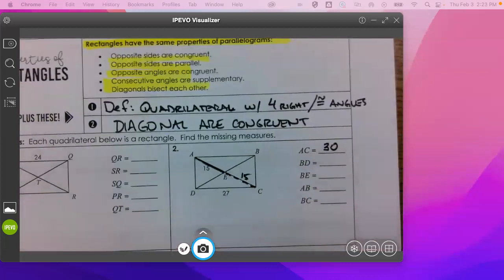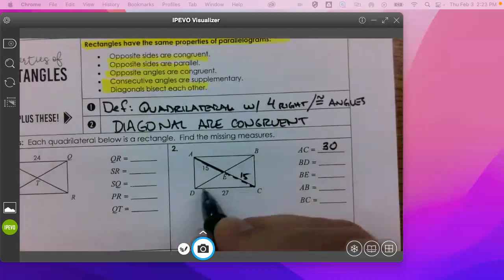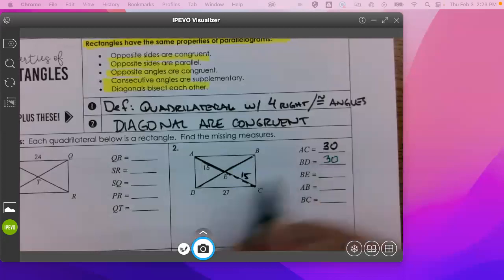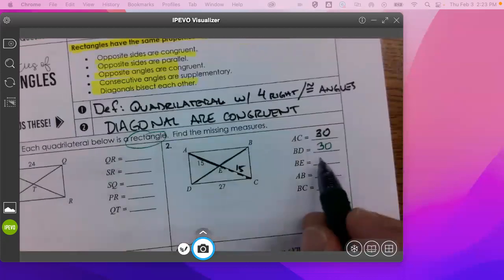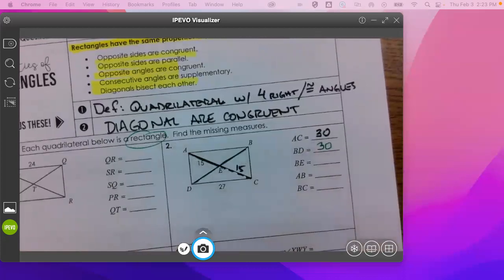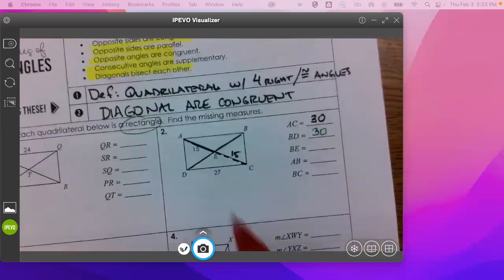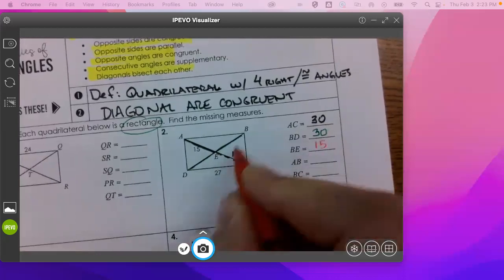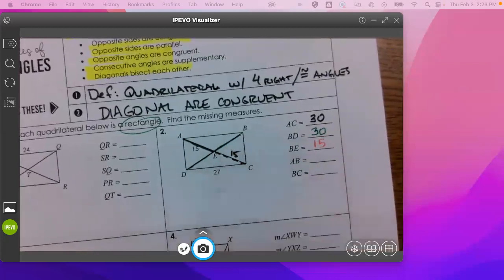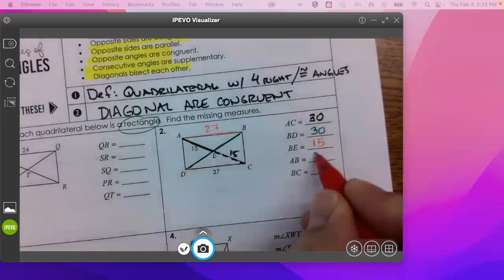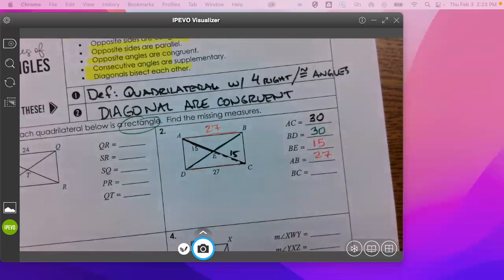All right, BD. Oh, well, that's totally on the other side. How am I going to know that? Good, because it's a rectangle, which it says up here, I know that the diagonals are the same length. So if AC was 30, so is BD. All right, BE, 15, because it's half of the 30, it's bisected. What about AB? Good, because opposite sides in a parallelogram, and thus in a rectangle, are congruent. This seems easy. What about BC?